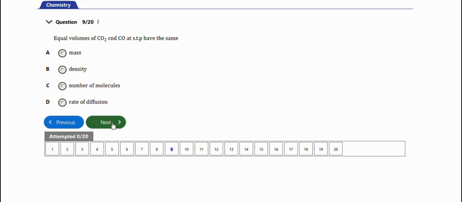Next substitute question is this one. It says the ideal gas equation can be written as, so we have P1 V1 over T1 equals P2 V2 over T2. The right option is option B. Okay, so that's it for this question.